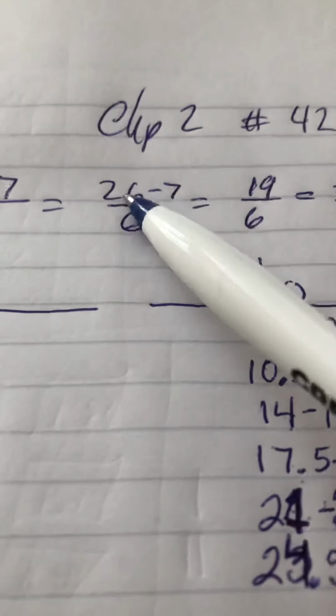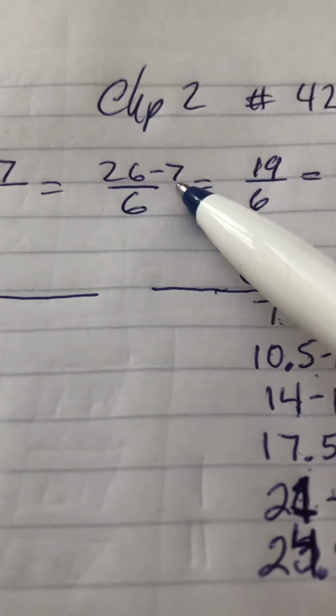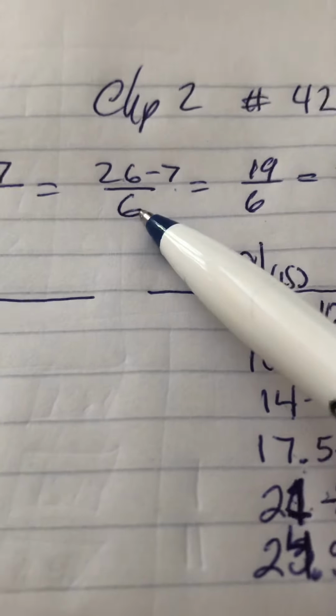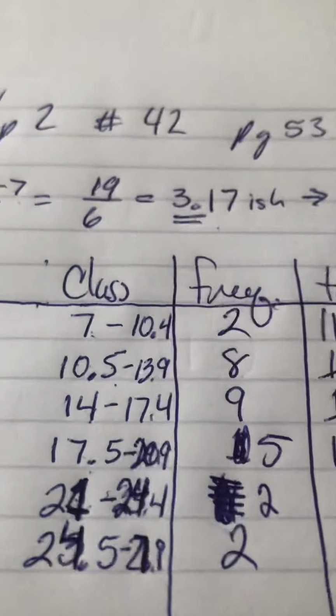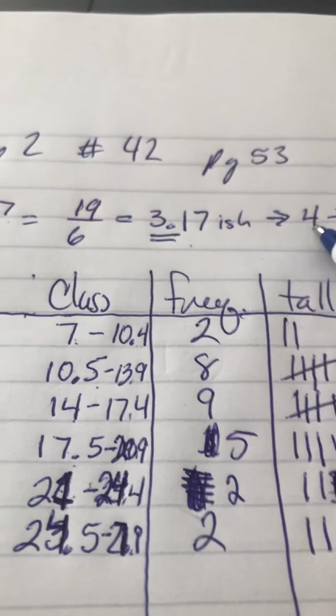The high number was 26 in the data, the low number was 7, and they said use 6 classes, which is 19 over 6, which is 3.1-ish. So I rounded up to 4, and my class width was 4. Initially, using the 4, 7 plus 4 gave me 11, 11 plus 4 is 15, then 19, then 23, then 27. Well, the highest data point is 26, so we have to make an adjustment.